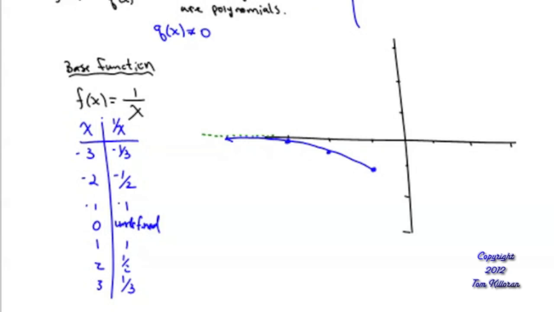At 1, you're at 1. At 2, you're at a half. At 3, you're at a third. And as we go to the right, this graph is going to come down, come down, come down, but never ever touch that x-axis. So this x-axis has a special name in this case. Because the graph is approaching it as we go to positive and negative infinity, we're going to call it a horizontal asymptote.